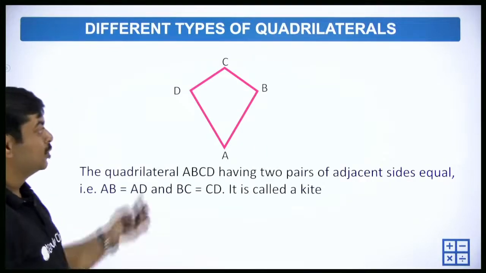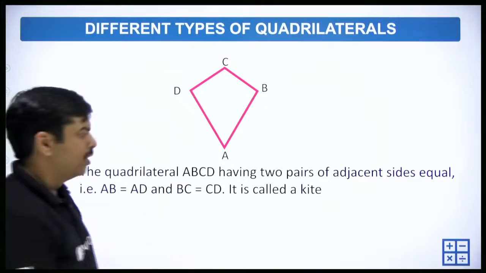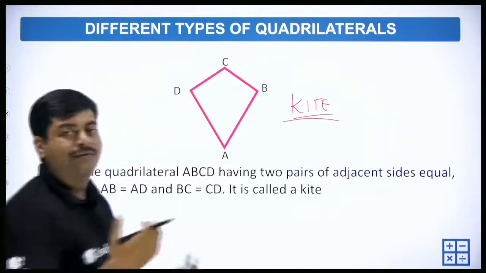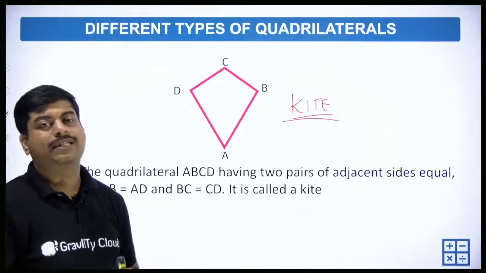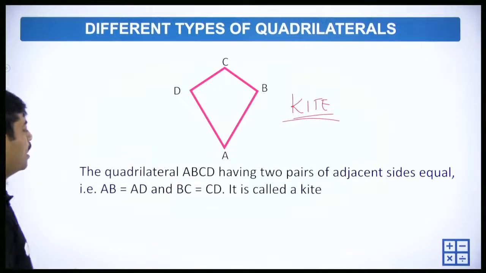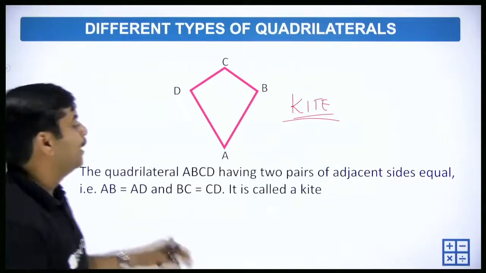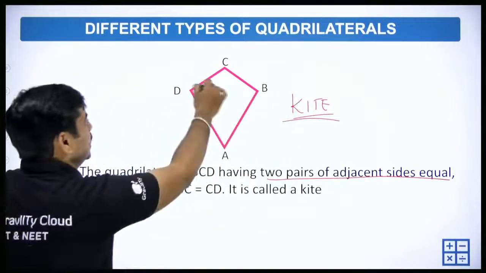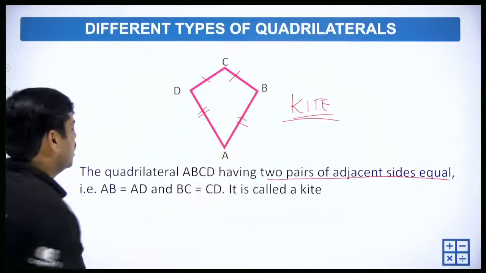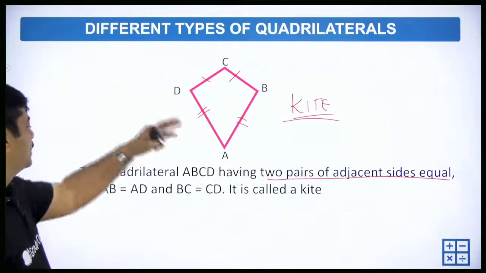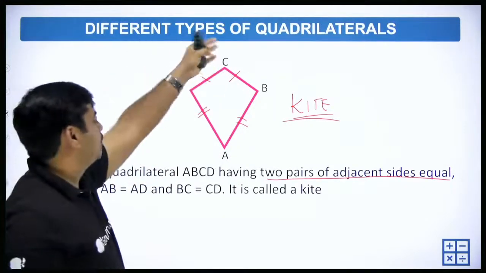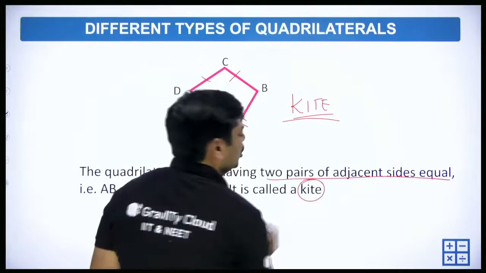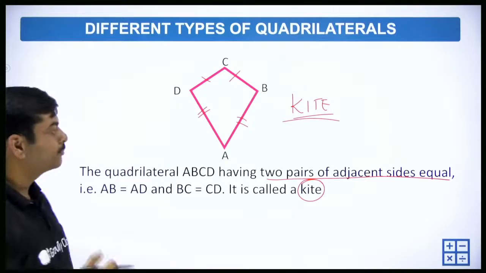So now I think you can see this shape, which is something like a kite shape. You know what a kite is, right? Kite, K-I-T-E. Again, it's a four-sided closed structure, which is a polygon, which is a quadrilateral. The quadrilateral ABCD has two pairs of adjacent sides equal. That means this one and this one are equal, and this one and this one are equal, where AB is equal to AD, and BC is equal to CD. This is called a kite. So this type of structure is called a kite.